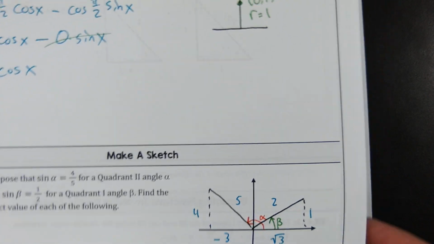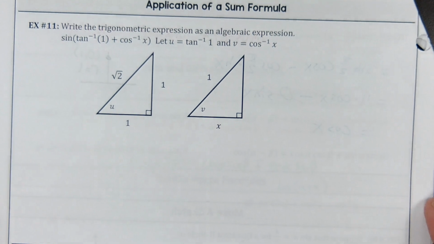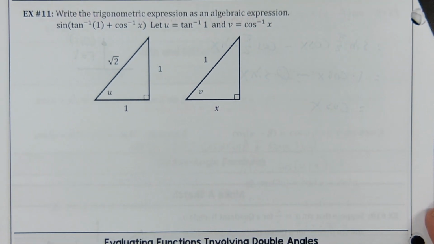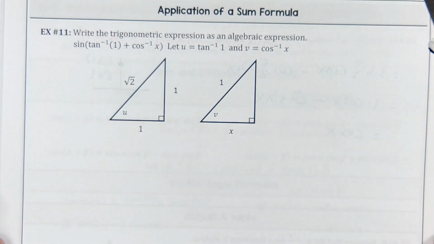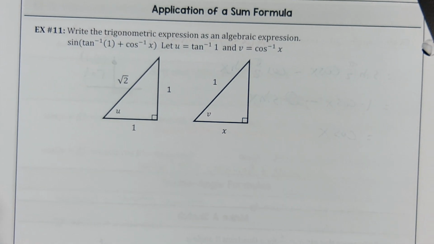So when I get to an example like number 11, is it number 11 I was thinking of? Oh no, I'm thinking number 13. Well, whatever. We'll hold on to that until we get to number 13.